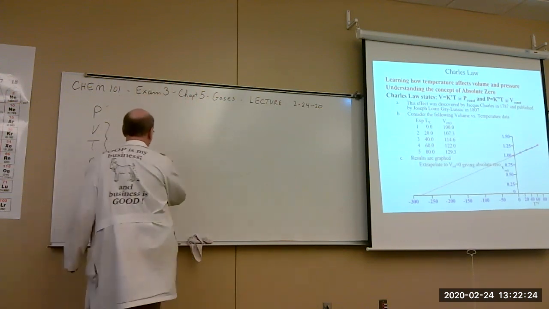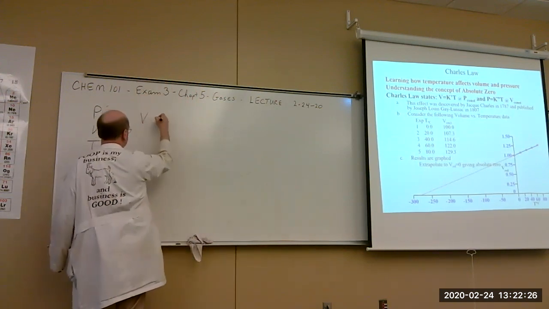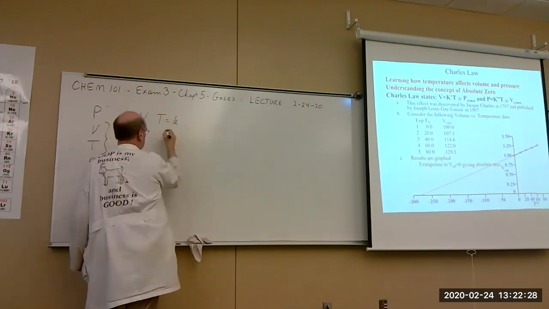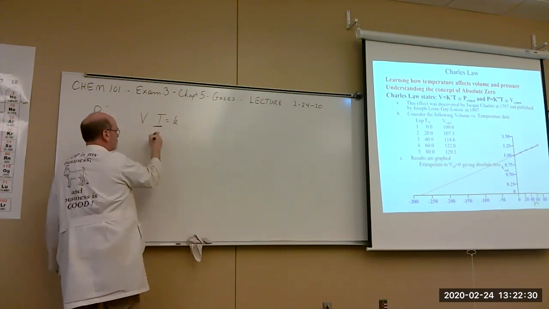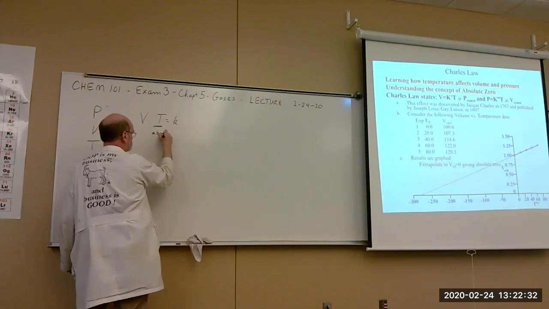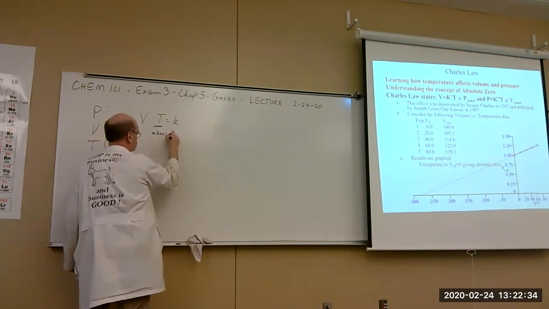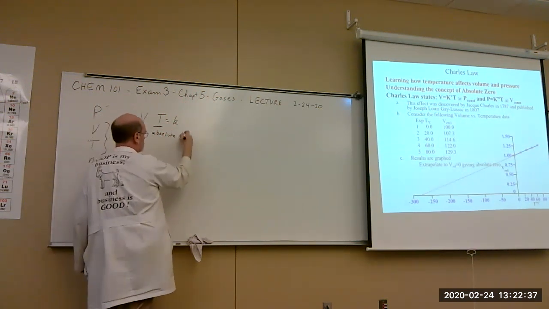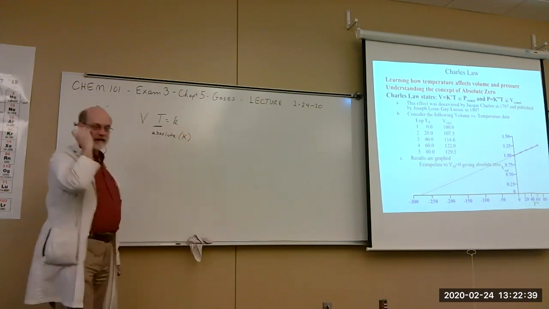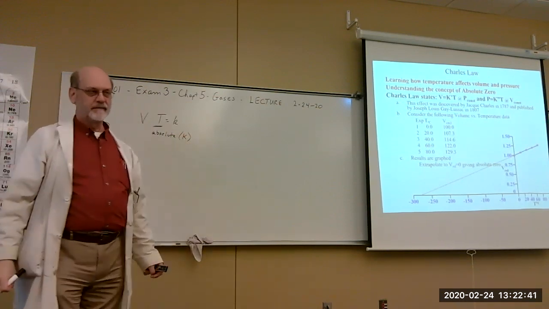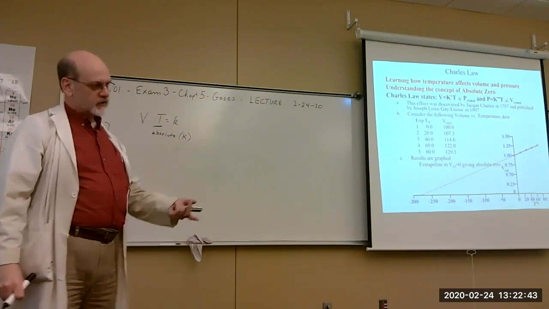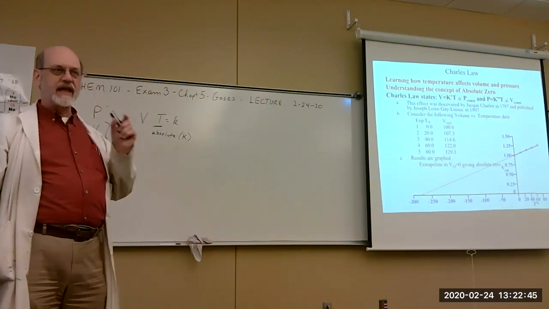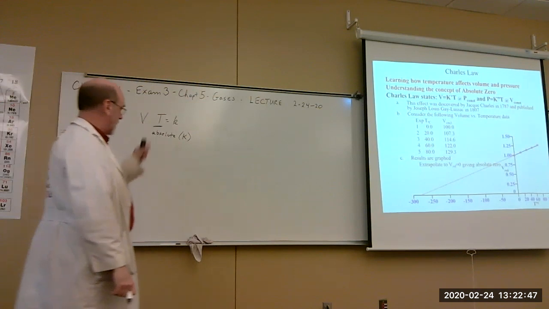So Charles' law requires that this be an absolute temperature scale. And our choice is Kelvin. Not degrees Kelvin, just K. Degrees centigrade, degrees Fahrenheit, yes, but only K for absolute temperature.